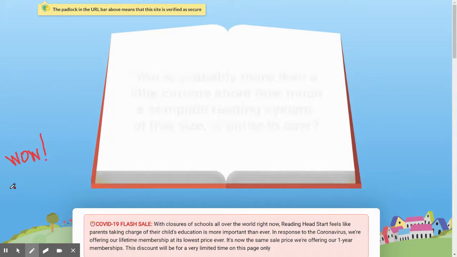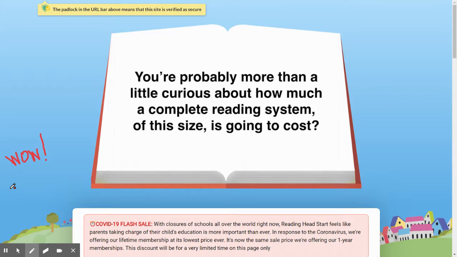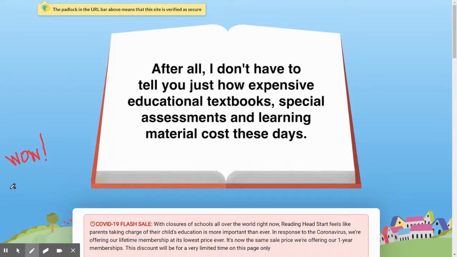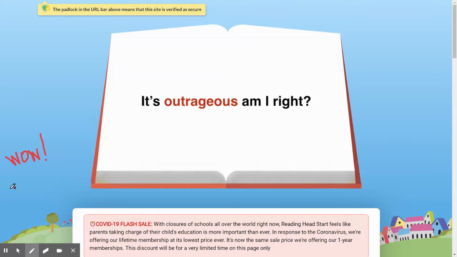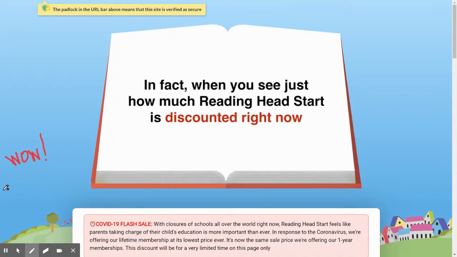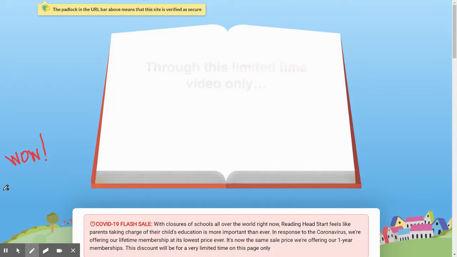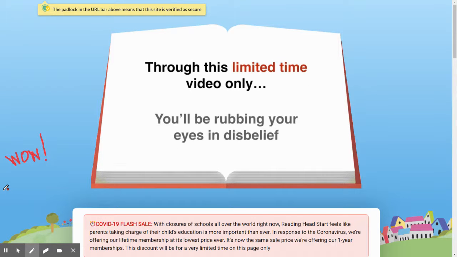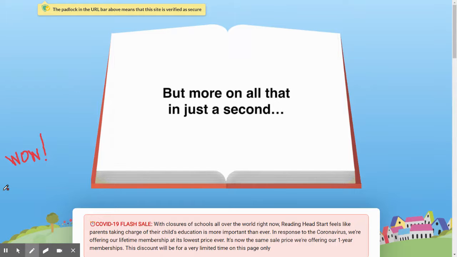So, by now, you're probably more than a little curious about how much a complete reading system of this size is going to cost. After all, I don't have to tell you just how expensive educational textbooks, special assessments, and learning material cost these days. It's outrageous, am I right? Now, the complete Reading Head Start system has a combined value of well over $497. But the good news is, you won't even pay a smidgen of that today. In fact, when you see just how much Reading Head Start is discounted right now, through this limited time video only, you'll be rubbing your eyes in disbelief. But more on all that in just a second.